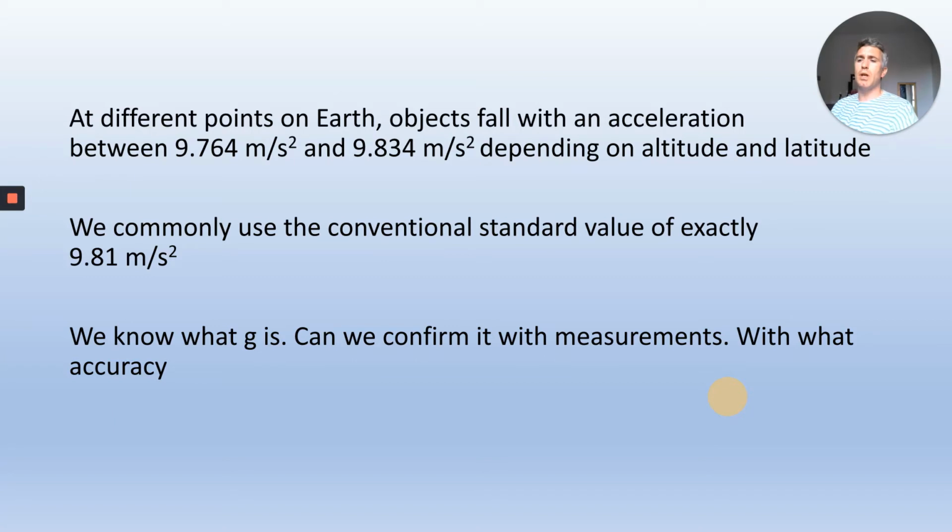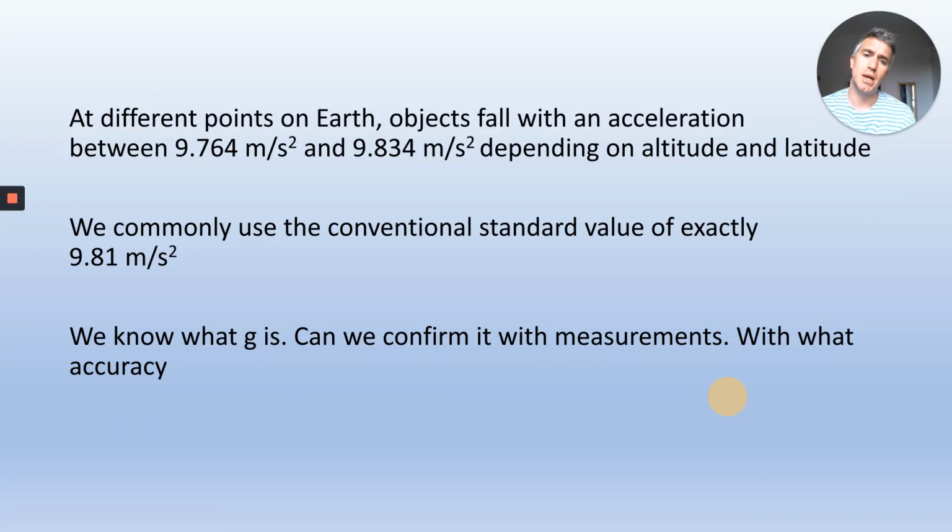So at different points on Earth, objects fall with an acceleration between 9.764 and 9.834. This is depending on altitude and latitude. Actually, the Earth, although most people think of it as a sphere, is slightly more compressed in the middle. So around the equator, it's a bit denser. If you're near a mountain, large masses like a mountain will slightly affect gravity. So all these things mean gravity is not one particular fixed number. There is a range. But if you look at those two numbers, they are very close together. The common, standardly used value is 9.81.